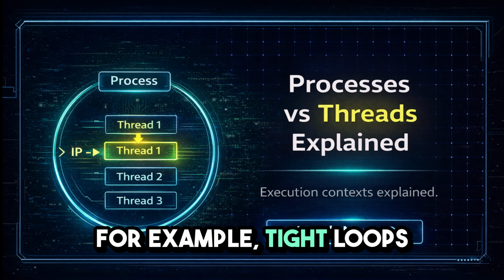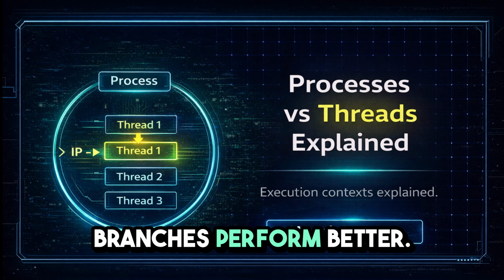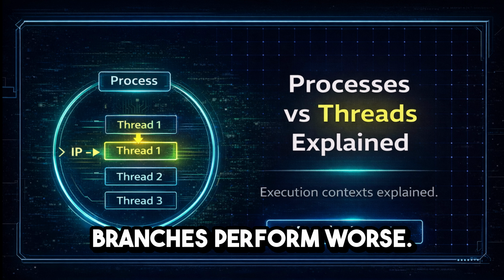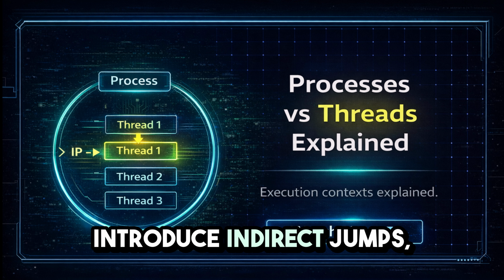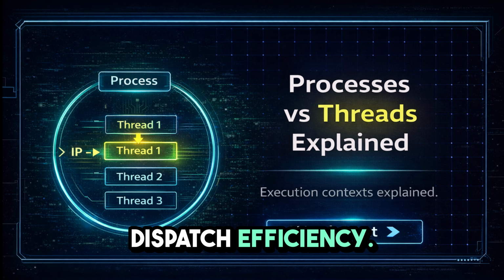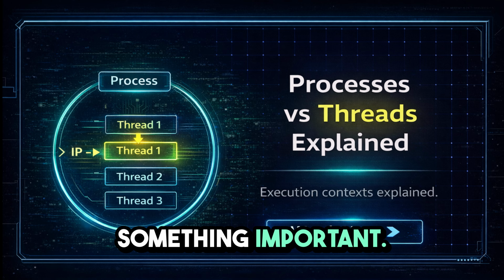For example, tight loops with predictable branches perform better. Deeply nested unpredictable branches perform worse. Virtual function calls introduce indirect jumps which are harder to predict. That affects dispatch efficiency.